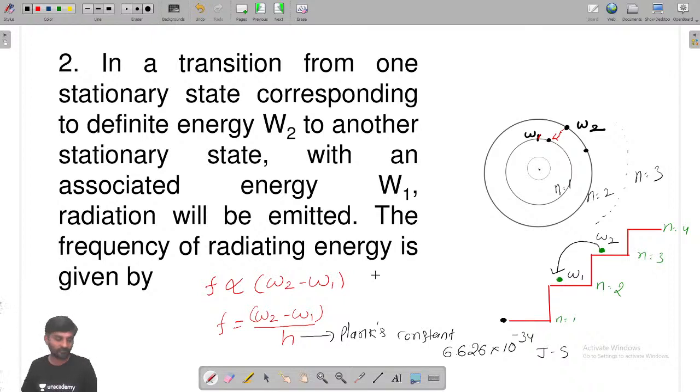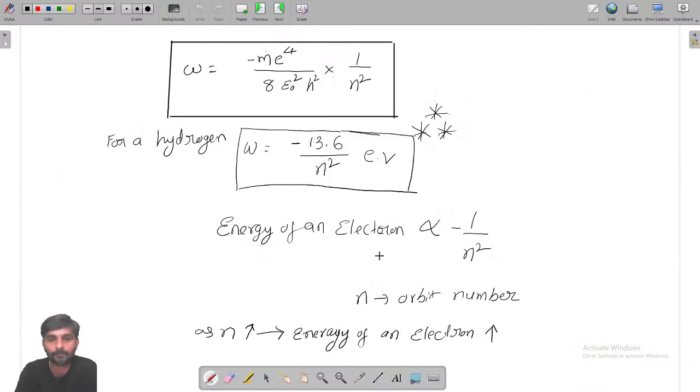Of course, by formula, the energy of an electron is inversely proportional to the orbit number. Clear? It is inversely proportional to the orbit number, but because of the negative sign, as the orbit number increases, the energy of the electron also increases.